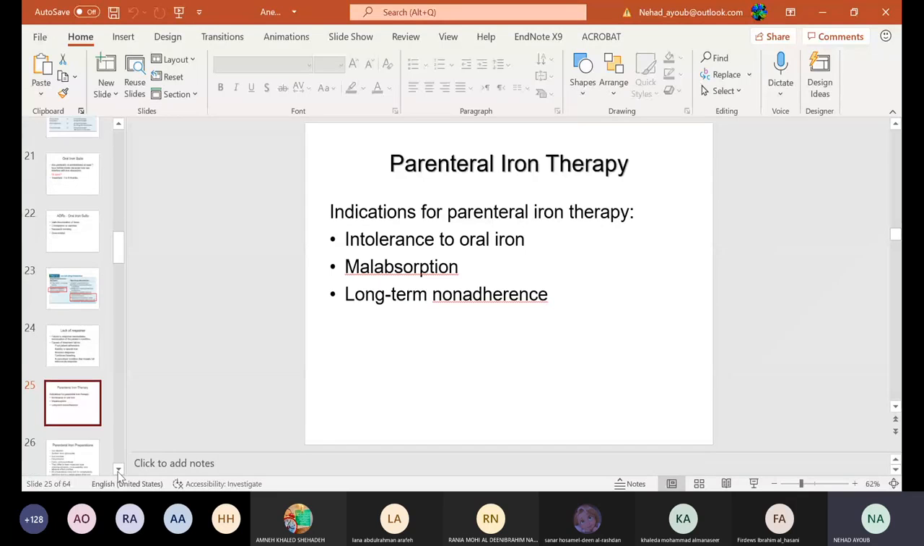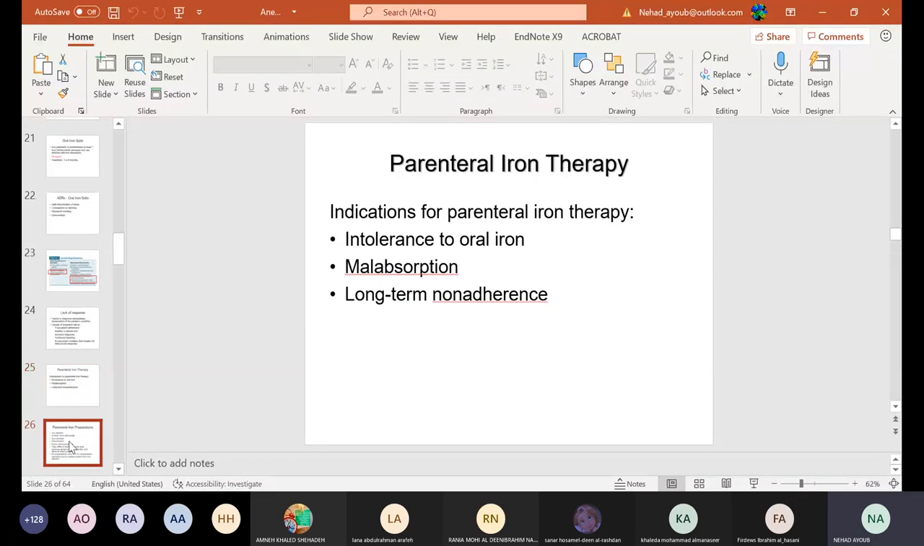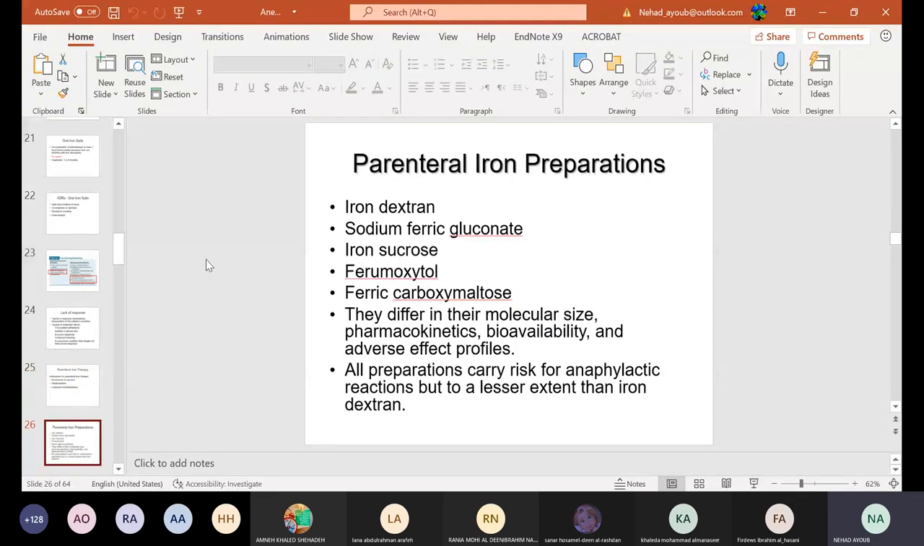We have different salt formulations available for intravenous iron preparations or administration. We have 5 different formulations or iron salts. Parenteral iron salts are ferric salts. Why? Because iron is transported in circulation in the form of ferric.